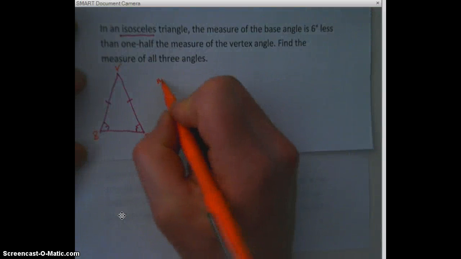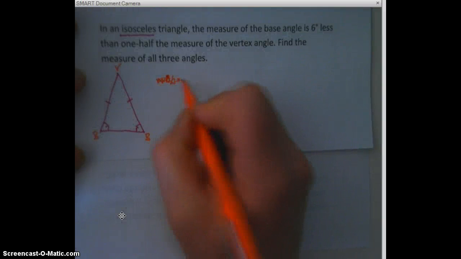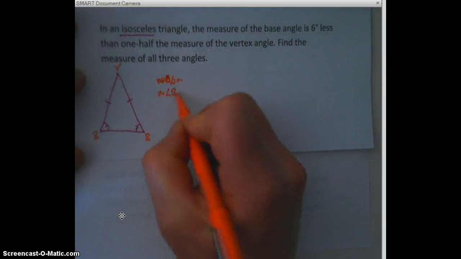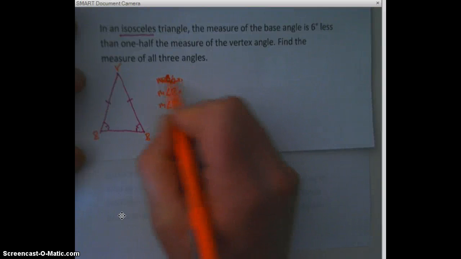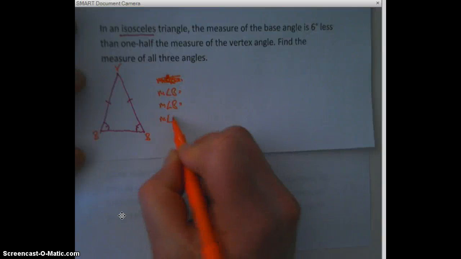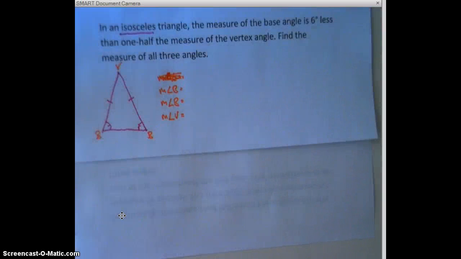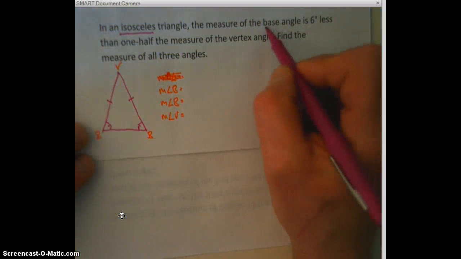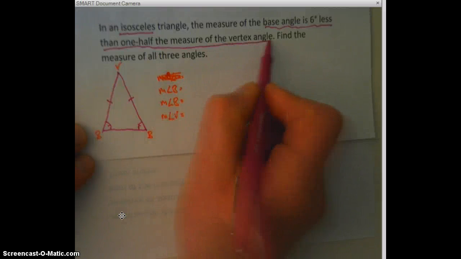We know the measure of the base angle is going to equal something. The measure of the base angle, and we've got the measure of the other base angle, and we've also got the measure of the vertex angle. So let's take a look at what they say. They say the measure of the base angle is 6 less than 1/2 the measure of the vertex angle.